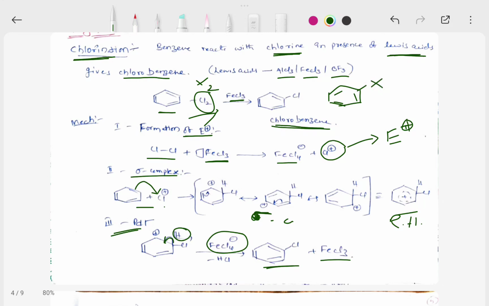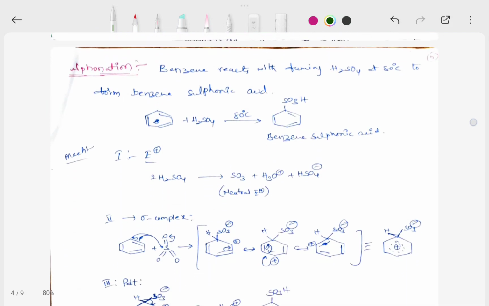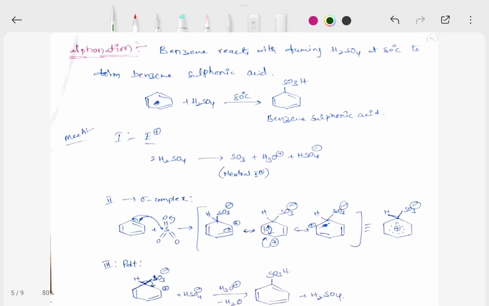Halobenzene. This reaction is called halogenation. The next one is the sulfonation reaction.